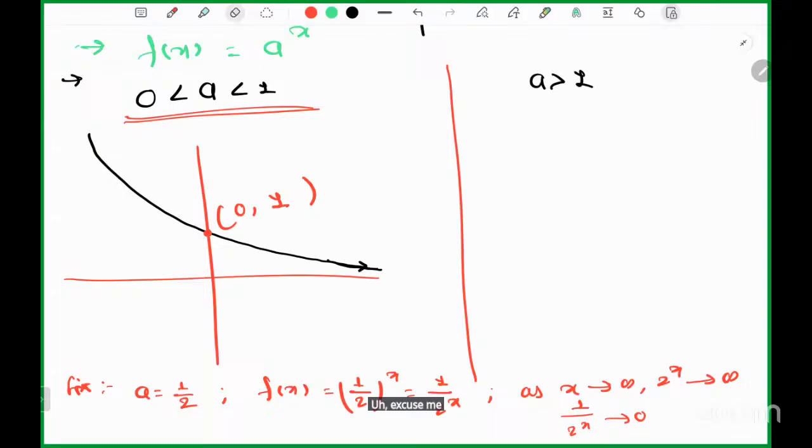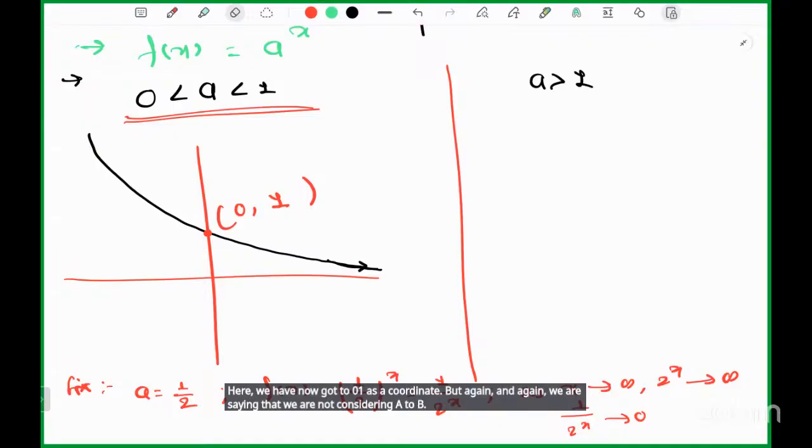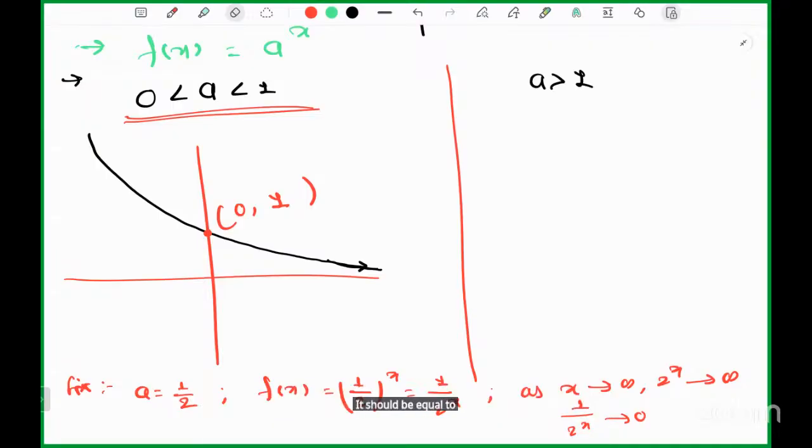Excuse me, ma'am. Yes. Ma'am, I'm just not able to relate one thing. Here we have now got (0, 1) as a coordinate. But again and again we are saying that we are not considering a to be equal to 1, I mean, we are not taking that case. So how are the two things related?